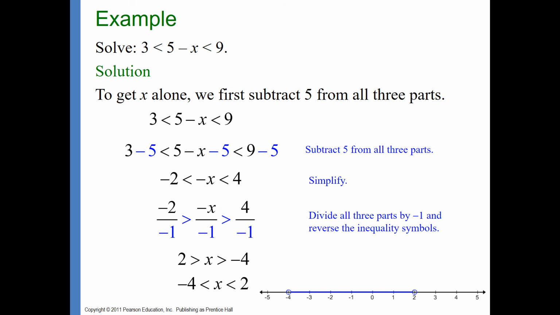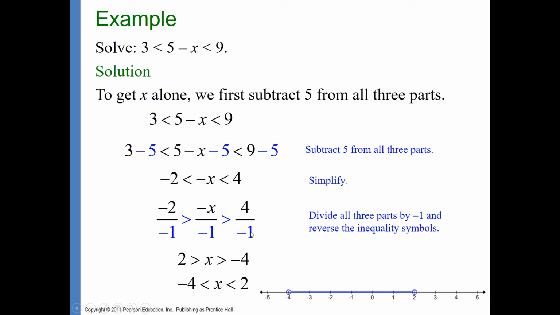So here's what that looks like. You'll see we subtract 5 everywhere. 5 minus 5 is 0. I have to do that on the left side of the inequality, also on the right side of the inequality. So I'm left with negative 2 is less than negative x is less than 4. We divide everything by negative 1. So you'll see that here. Divide everything by negative 1.